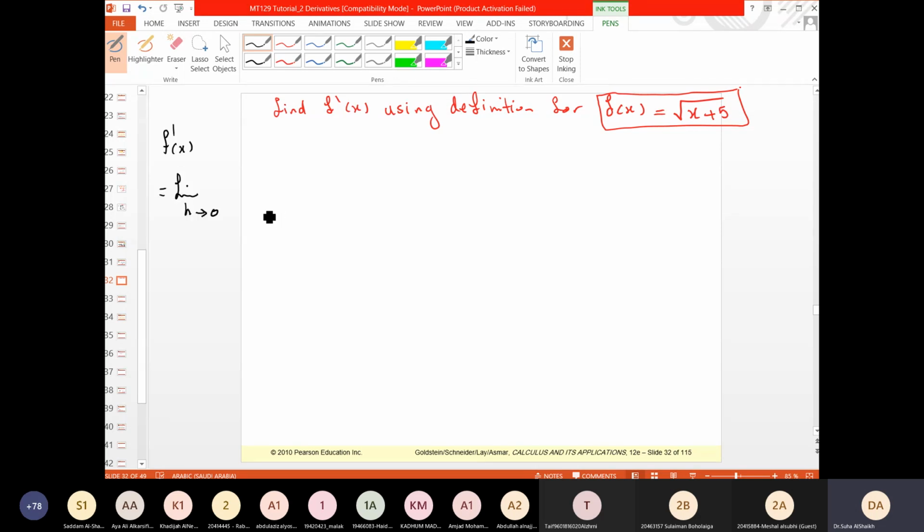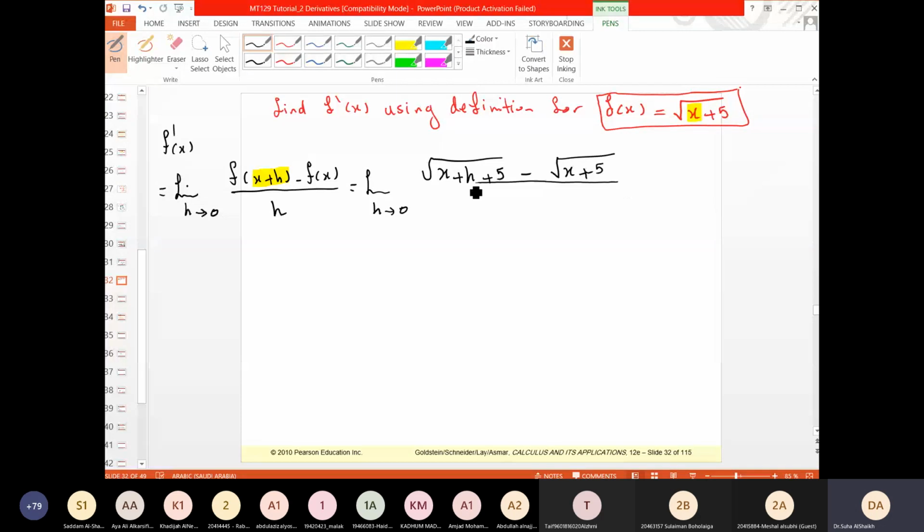It's equal to the limit as h goes to 0 of f at x plus h minus f of x, all divided by h. What does f of x plus h mean? I go to the function, remove the x and put x plus h in its place. This will be the limit when h goes to 0 of the root of x plus h plus 5 minus f of x, the same root of x plus 5, all divided by h.